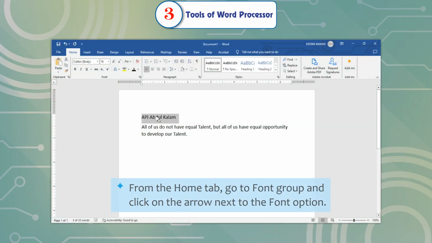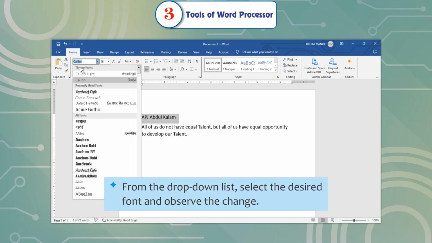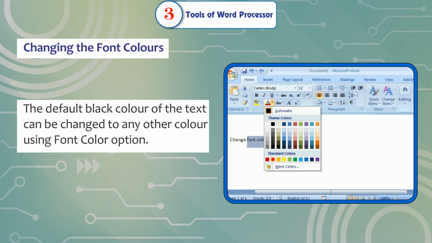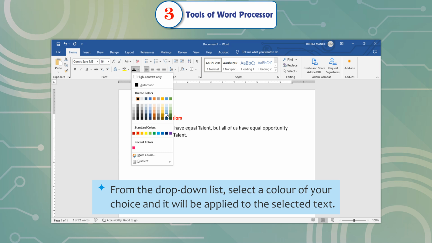Select the text. From the Home tab, go to Font Group and click on the arrow next to the font option. From the drop-down list, select the desired font and observe the change. Changing the font colors. The default black color of the text can be changed to any other color using the Font Color option. Select the text. From the Home tab, go to Font Group and click on the arrow next to the Font Color option. From the drop-down list, select a color of your choice and it will be applied to the selected text.